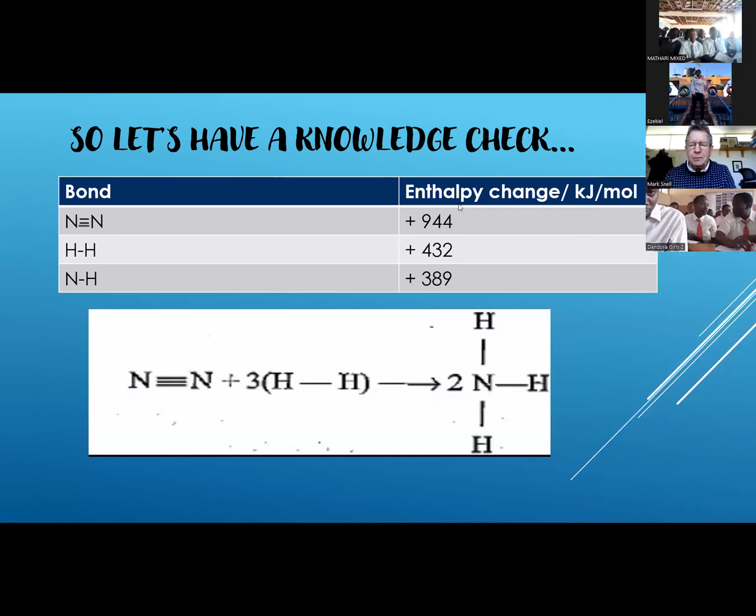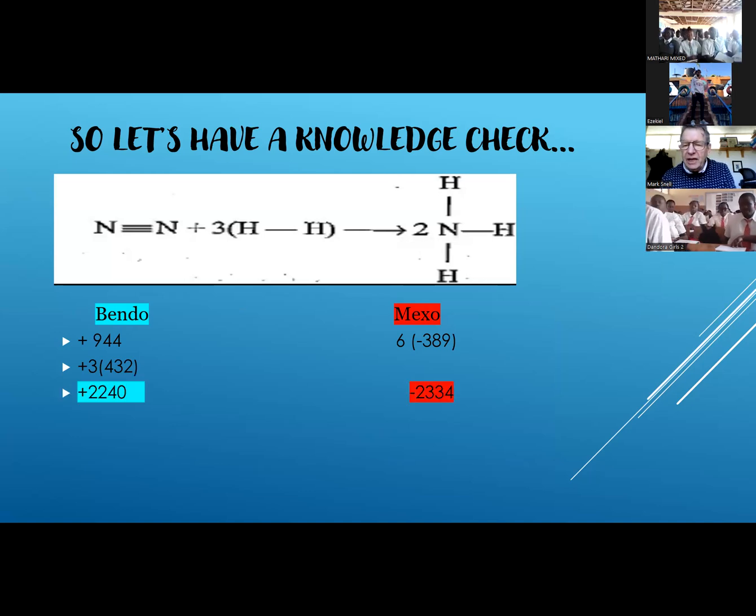Here we are. So here's the problem, and it will be answered by going, okay, the endo is 944 and 3 432s. The exo, the making of the new bonds, is 6 389s, and they're all negative. So we get a total on the breaking of 2240 and on the making of 2334, and therefore we just add those together, and that comes out as negative 94, as Yvonne at Oshirika said. Today, Oshirika produces Yvonne, who is now the teacher, so she can carry on.